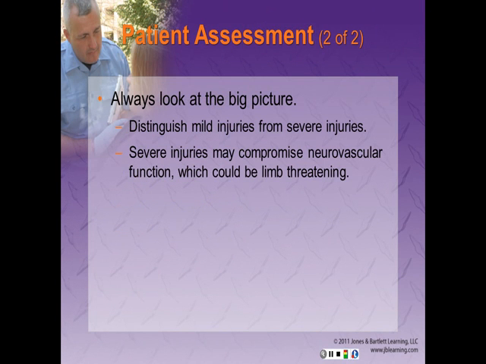Always look at the big picture, evaluating the overall complexity of the situation to determine and treat any life threats. You must be able to distinguish mild injuries from severe ones because some severe injuries may compromise neurovascular function, which could be limb-threatening.